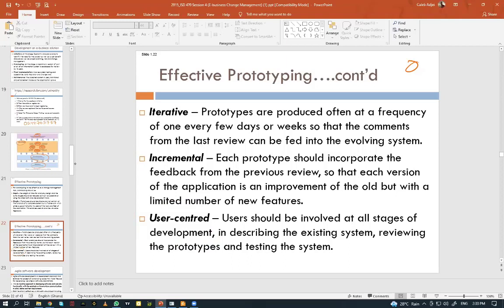So users should be involved at all the stages of the development, because they are the people who are going to use it, okay? They should be involved in describing the existing system and also reviewing the prototypes and testing the system. They are the people who are going to use it, so we should involve them.